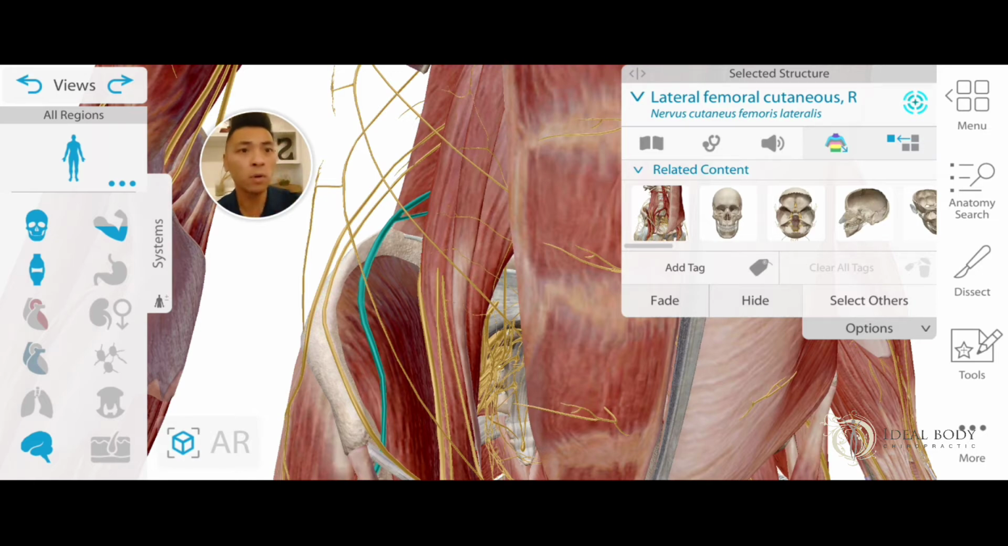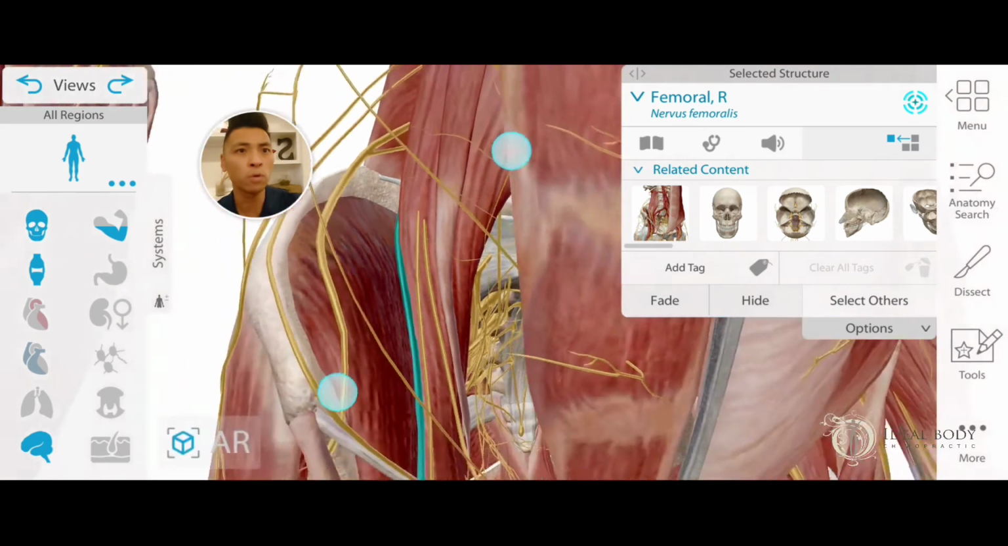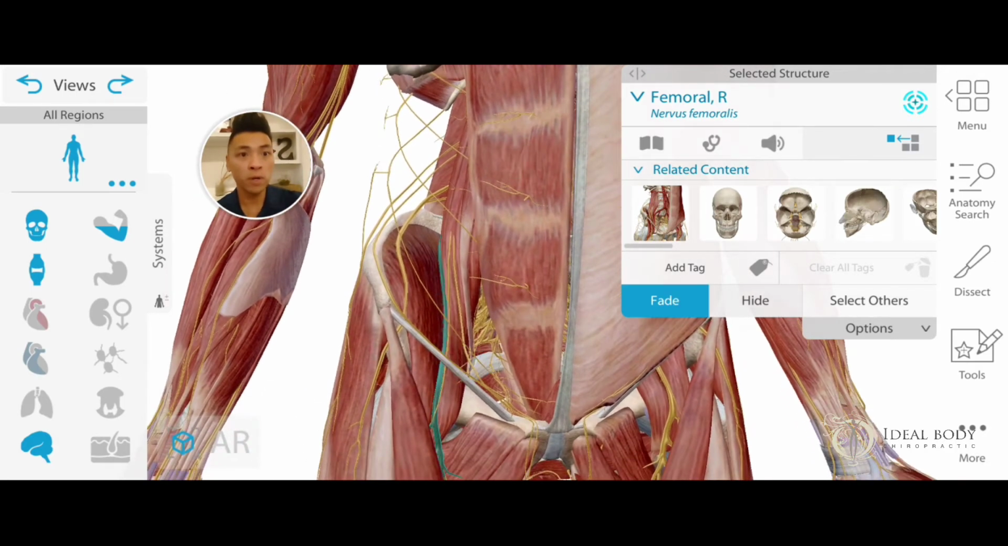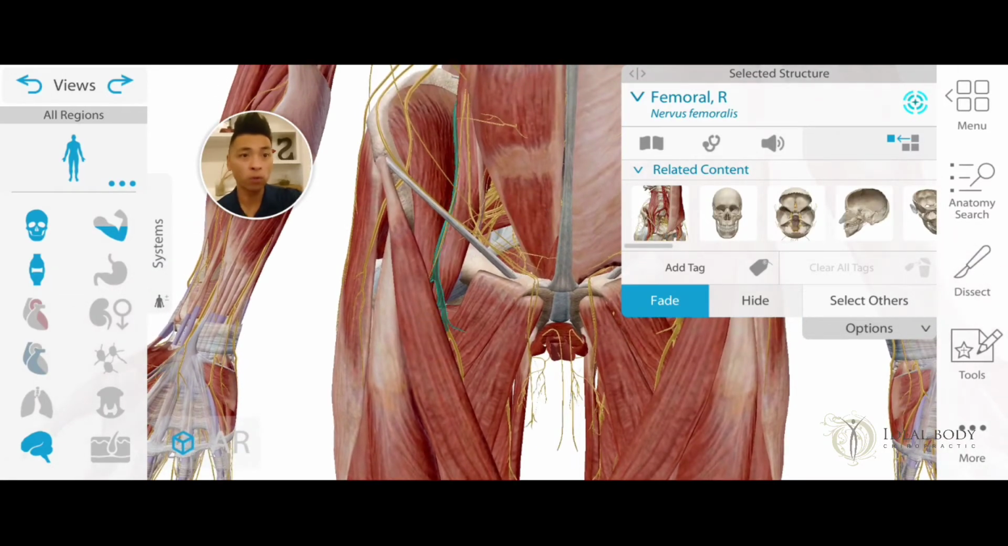Okay, so another very important nerve that this muscle can influence is called the femoral nerve. The femoral nerve is actually responsible for the sensation off towards the front portion of your upper leg. If you can see kind of where that blue nerve goes towards, you can see it kind of goes towards the front of the leg.